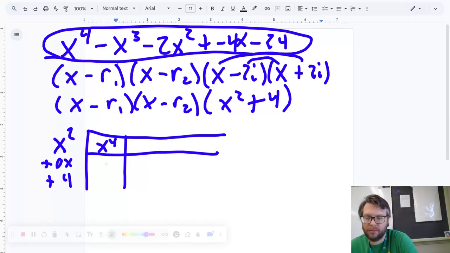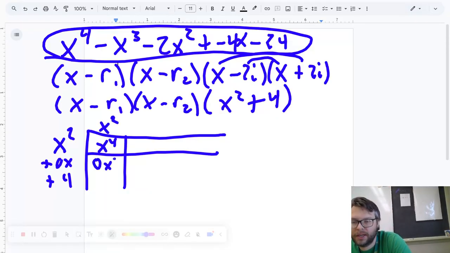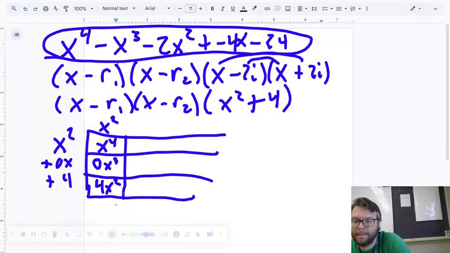So the only way to get x to the fourth is to do x squared times x squared. x squared times 0x is 0x cubed. x squared times 4 is 4x squared. And then I look at the original polynomial. The original polynomial has negative x cubed. So I need to go negative x cubed here, which means we have negative 1x. That makes 0x squared. That makes negative 4x. Now let's look at our x squareds.